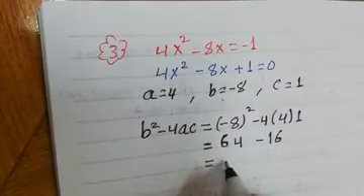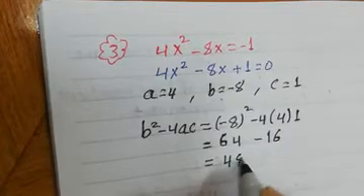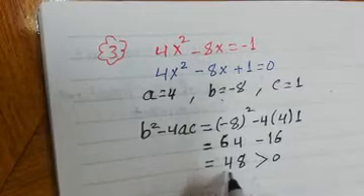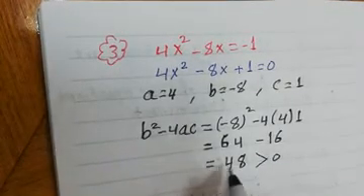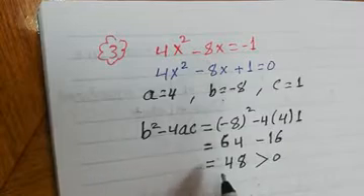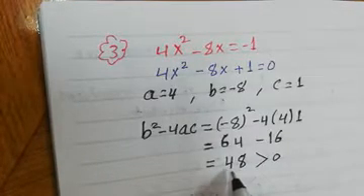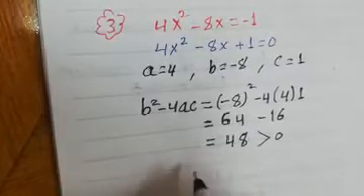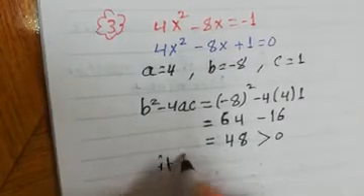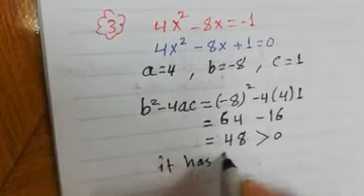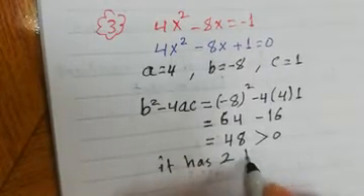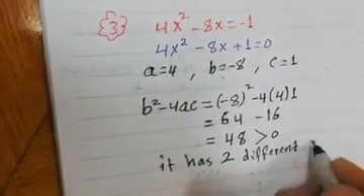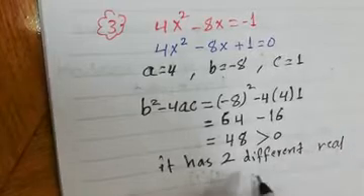Now it will be 48, which is greater than 0, and in this case, as in the equation before, because the discriminant is more than 0, there will be two different real solutions. So it has two different real solutions.